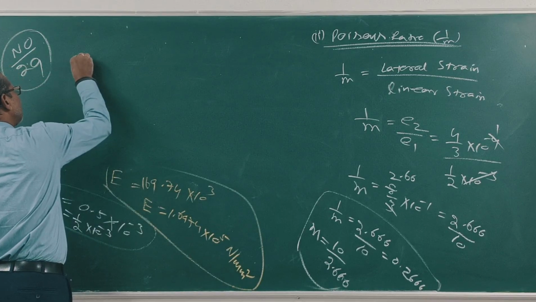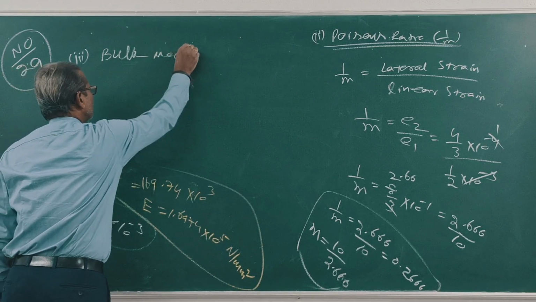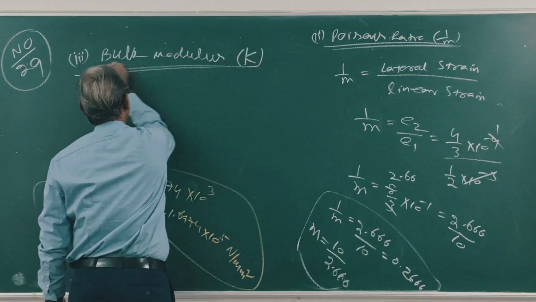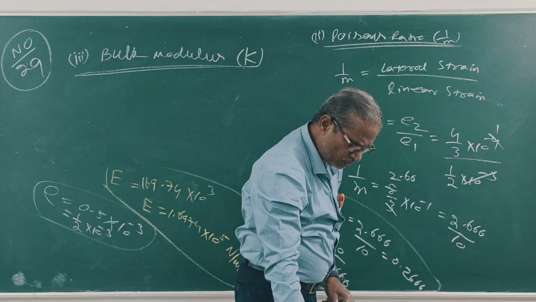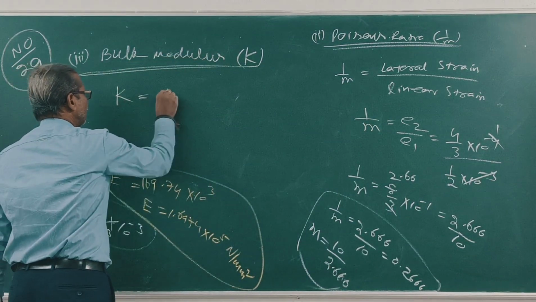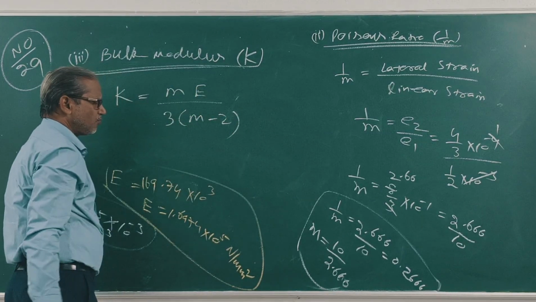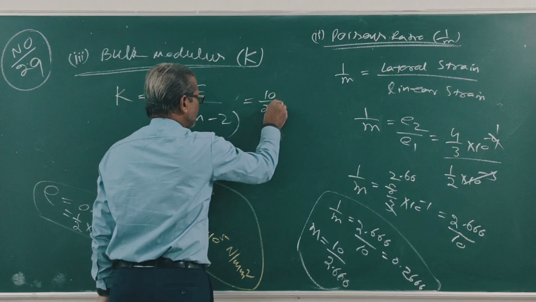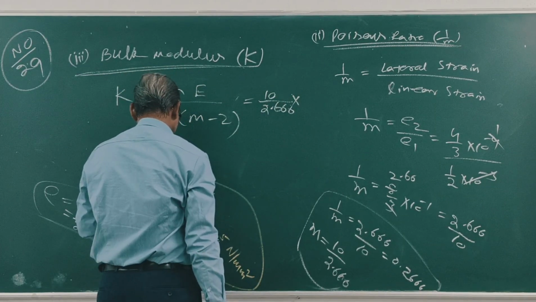Number 3. Bulk modulus K. Bulk modulus K. What is K? K is equal to mE by 3 into m minus 2. K is equal to mE by 3 into m minus 2. What is mE? m is 10 by 2.666, into E. What is E? E is equal to 1.6974 into 10 to the 5.